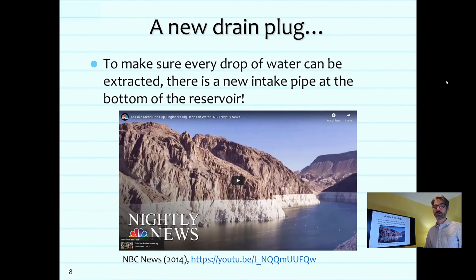Policymakers are becoming concerned in the area about water loss from evaporation. And so to make sure that they can extract every drop of water from Lake Mead, they're now putting an intake pipe at the bottom of the reservoir, like a bathtub plug. Okay, here's a video that shows a little bit about that process.